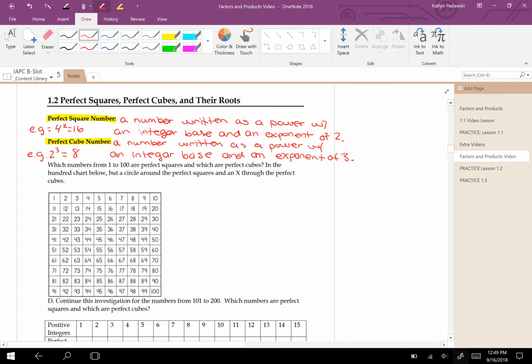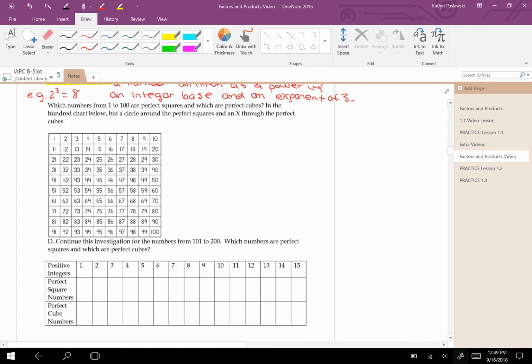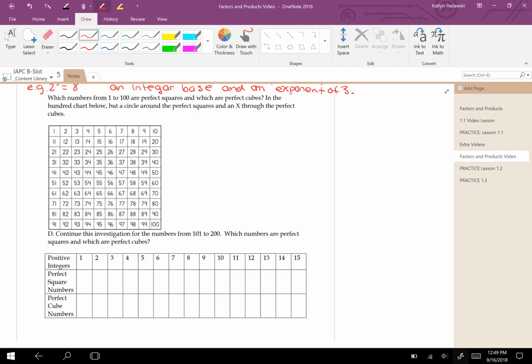Here we have a hundreds chart, but before we get to that, I would like us to look at this bottom table here. So we have to complete this table using the perfect squares from 1 to 15 and the perfect cubes from 1 to 15. So I'm going to start with filling in this table first before the chart. So 1 squared is 1, 2 squared is 4, 3 squared is 9, and as you can see, squaring each number fills up this table.